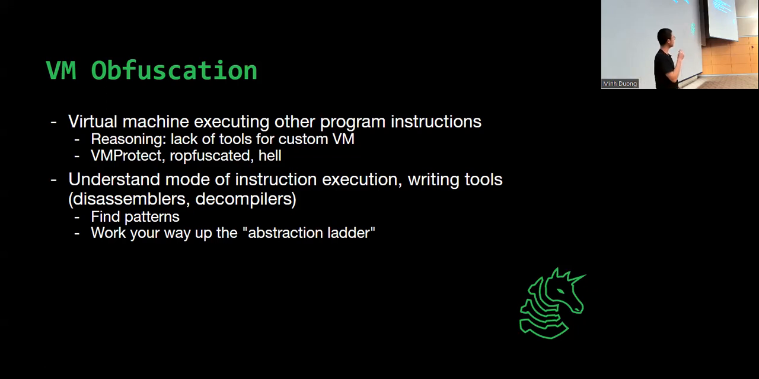The general idea with VM reversing is that you want to work your way up this, what I call an abstraction ladder. So work your way up from the VM's instructions to something higher level. Look for patterns for what it's doing and try to figure out what it's doing. Usually with VM obfuscation, it's not written directly in the VM's language. I don't know if I'm being very clear with that.